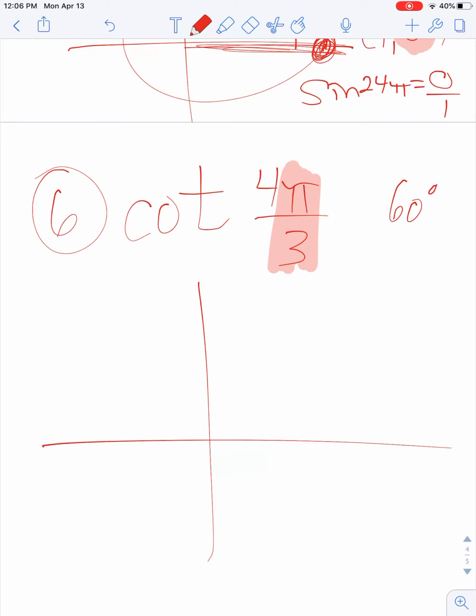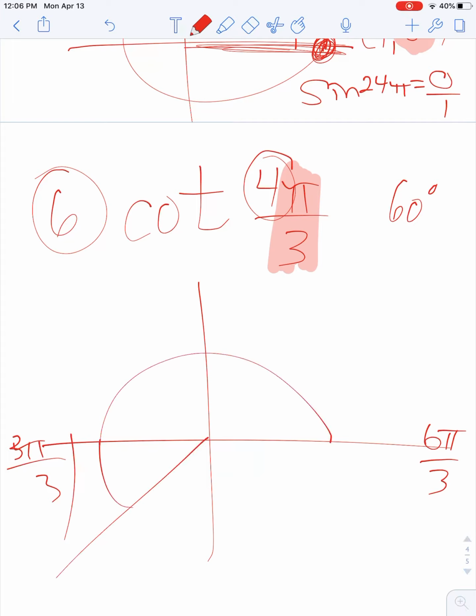I draw my graph. I want a 3 in the bottom, so I make this 3 pi over 3. This is 2 pi, but I want a 3 in the bottom, so I make it 6 pi over 3. So now I want a 4 pi over 3. So I'm going to go to 3 pi over 3, and I'm going to go one more. So I'm in the third quadrant. Reference angle is 60. I label my triangle. Opposite the 60 is √3.